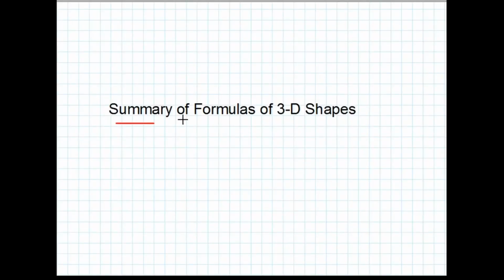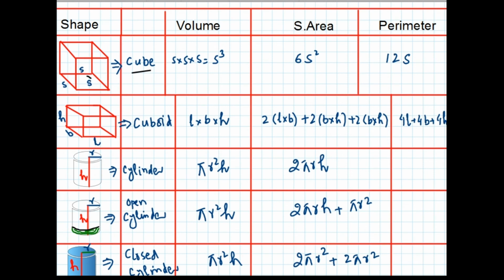The summary of formulas of 3D shapes is made for your convenience. It is important to learn and remember all formulas in order to solve the questions of past papers as well as upcoming exams. The first shape is a cube having all equal sides denoted by S. So volume is equal to base area multiplied by 3D height, which is S into S into S, equal to S cube. Surface area is equal to 6S square as it has 6 faces. Perimeter equals 12S.